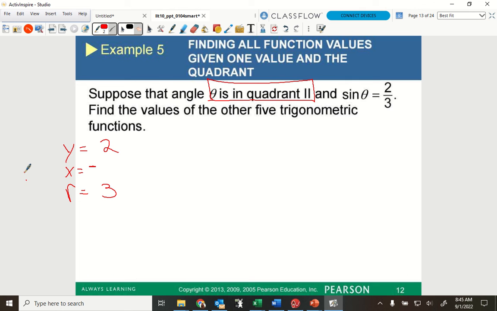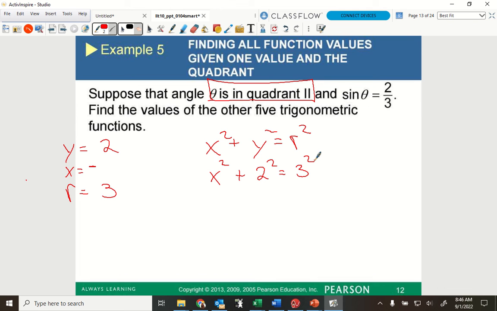Now this next part is going to go back to what we did in the warm-up. Every single time we've been doing this, we've been using the Pythagorean theorem, right? It's x squared plus y squared equals r squared. Let's plug in: x squared plus my y, which is 2 squared, equals r, which is 3 squared.